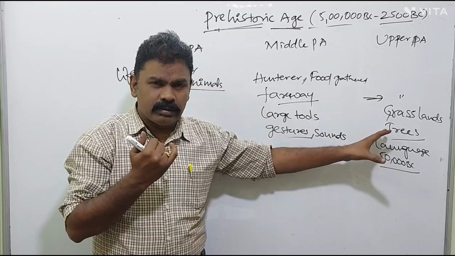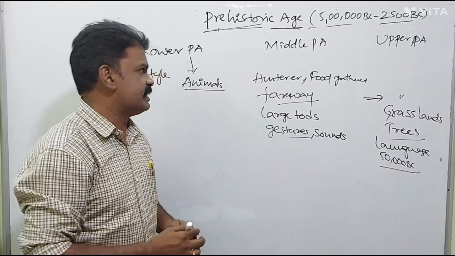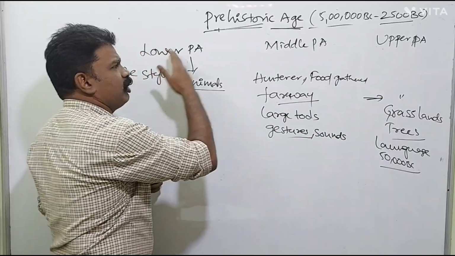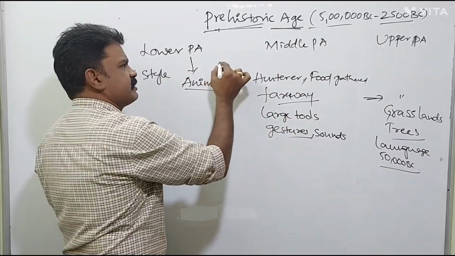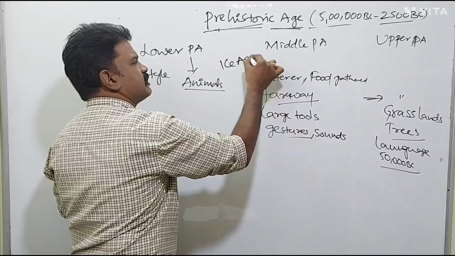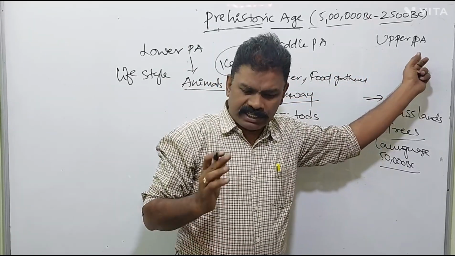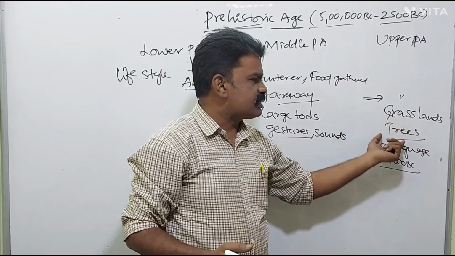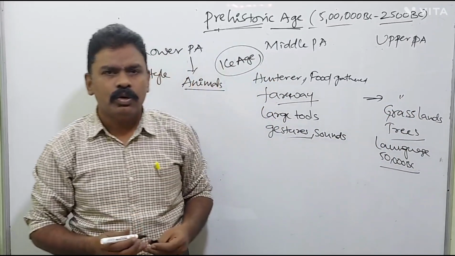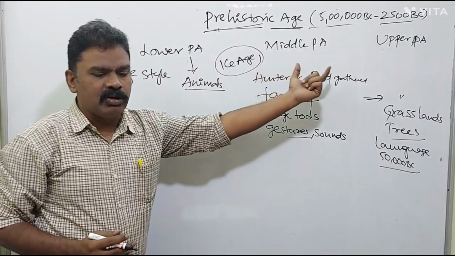This is the end of the upper Paleolithic age, the end of the ice age. The complete lower Paleolithic, middle Paleolithic and upper Paleolithic ages continued in the ice age. So by the end of the upper Paleolithic age, the ice age ended, and grass and trees started to exist. Now, the places of the Paleolithic age.